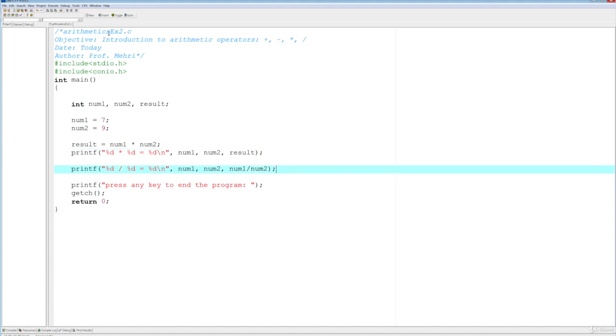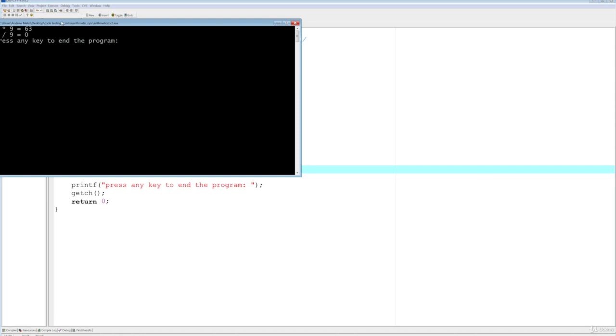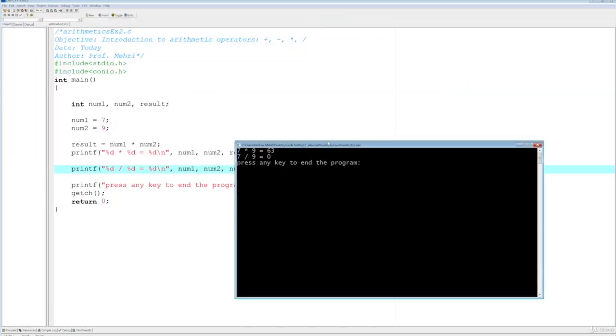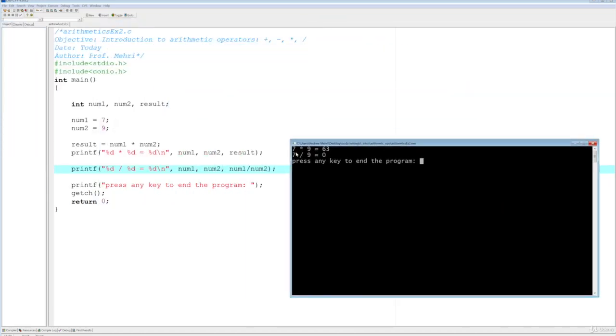So let's see how this works for us. So we're dividing num1 by num2. So compile and run. And sure enough, you're going to get 0. Now, you would say, well, wait a minute. 7 divided by 9 should give us a 0 point something. Well, this is an integer division. So it's not going to yield a float value. Okay?